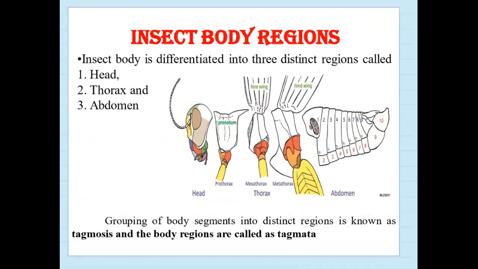As we discussed earlier, the insect body is differentiated into three distinct regions called head, thorax, and abdomen. This one is the head, this one is the thorax, and legs are situated on the prothorax, mesothorax.